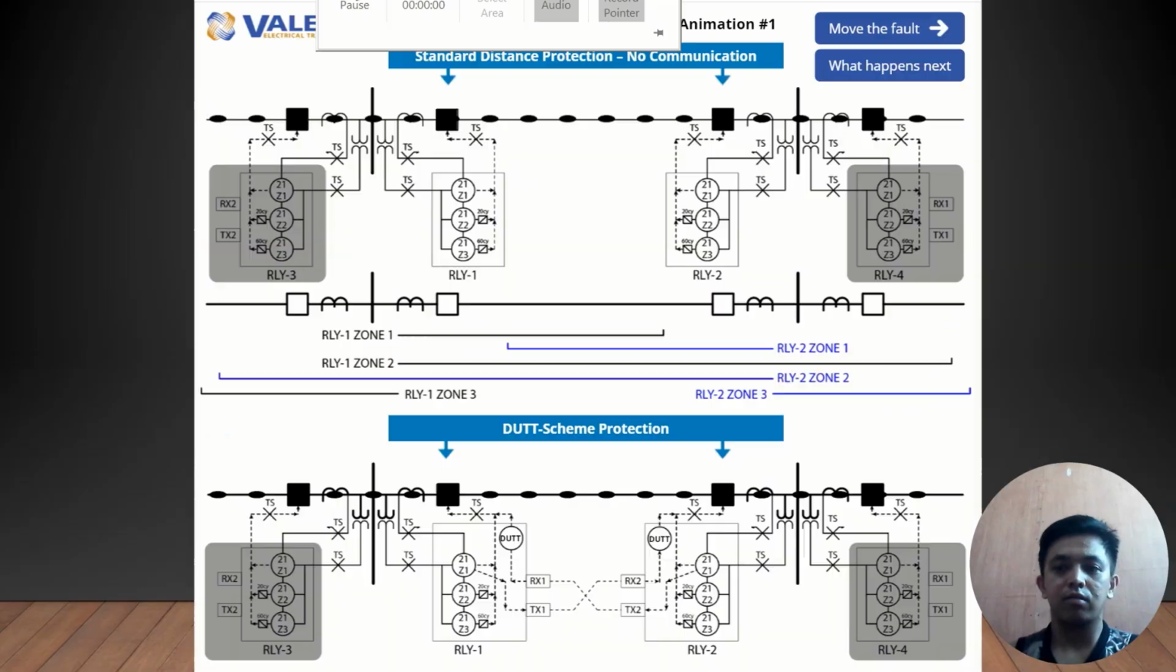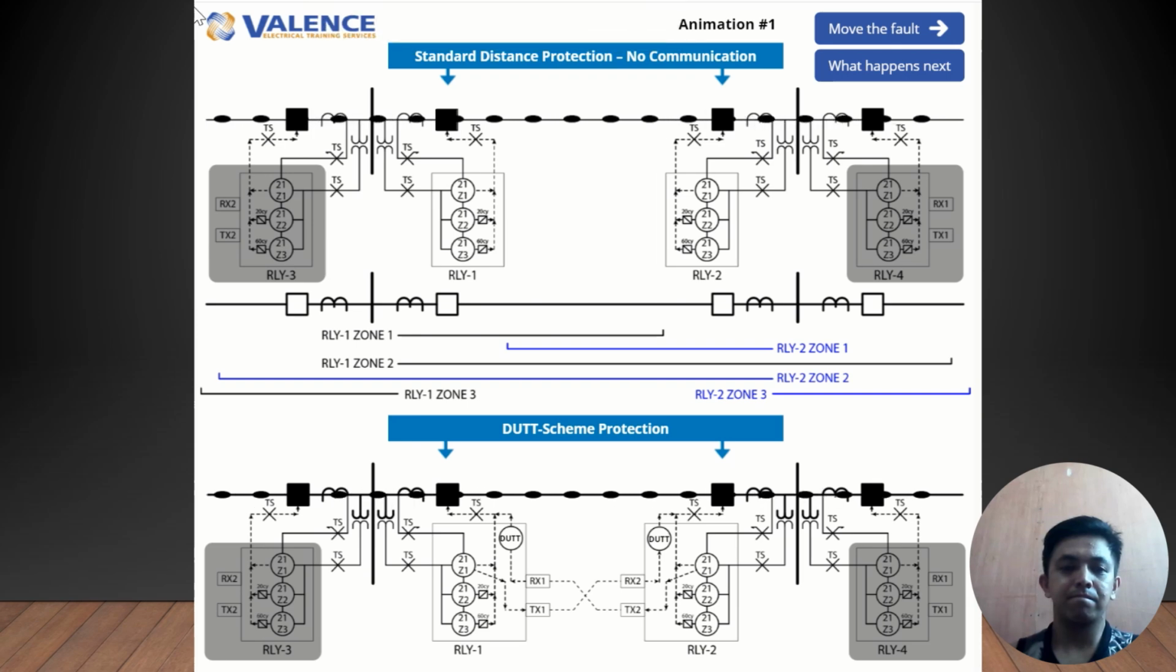The next scheme that we want to look at is the direct underreaching transfer trip. Once again, there's no reason for you to get out all your fancy GPS test equipment because it's a really simple test. The top shows the standard distance protection scheme with no communication, meaning there is no communication happening between the relays. And the bottom shows the DUTT scheme with communication, so that we can see what the difference is when we have the communication-assisted schemes.